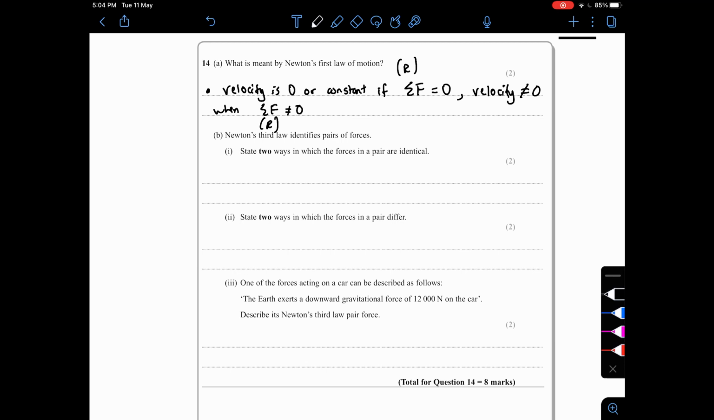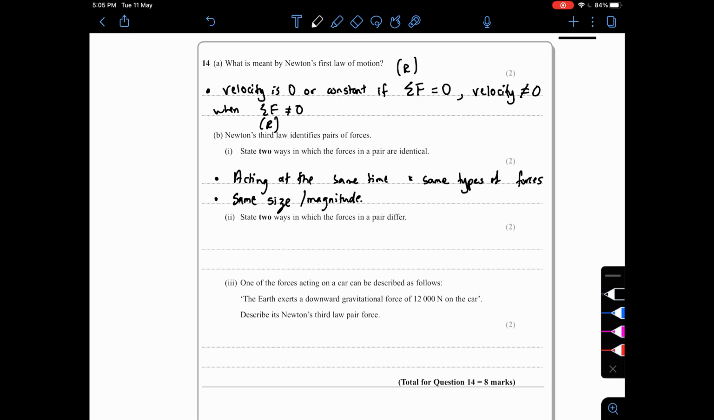So Newton's third law identifies pairs of forces. State two ways in which forces in a pair are identical. Now there are many ways the forces in a pair are identical, so I'm just going to list them. If we push something, we're receiving a pull. If we push something, the other body is pulling us. So they're identical in that they act at the same time. We're not talking about part C, which is how they differ. That's one. They're the same type of force, and the same size, the same magnitude. You can write magnitude if you're trying to be fancy.